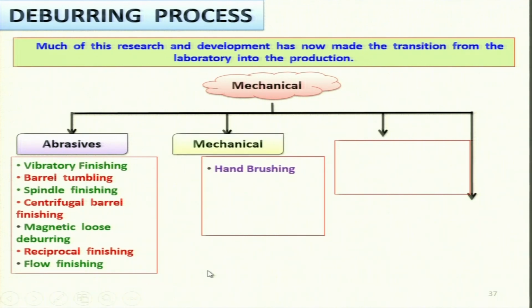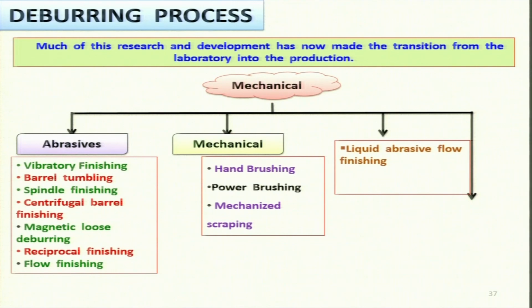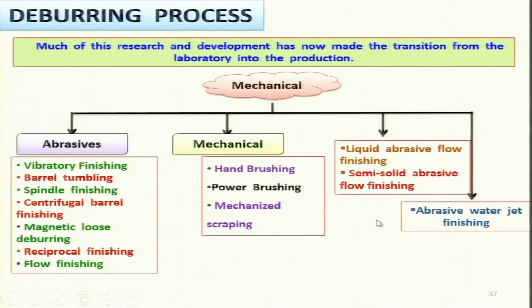Second is mechanical, where hand brushing is done for removal of the burrs, power brushing, mechanized scraping. Liquid abrasive flow finishing, this is one of the nano finishing processes which is used for deburring purposes. Semi solid abrasive flow finishing, again a finishing process. And then you have abrasive water jet finishing, it can also be used for deburring and finishing purposes. We have already discussed the abrasive water jet machining process.